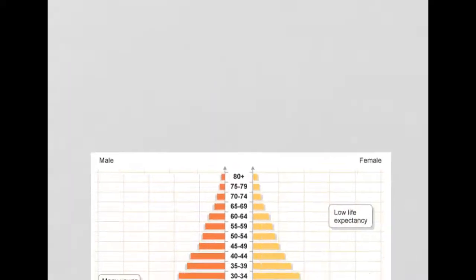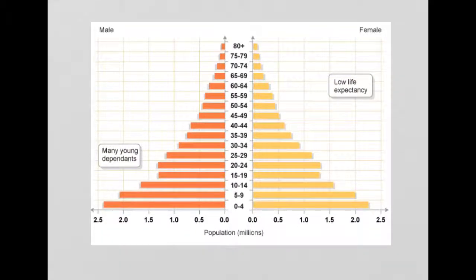Dependency is the number of people who rely on the working population for support, and this is divided up into youth dependency and age dependency. Youth dependency relates to the section of the population under 16, and they rely on the economically active for support. The economically active are the working section of the population, and it's typical in an LEDC for them to have a high youth dependency.